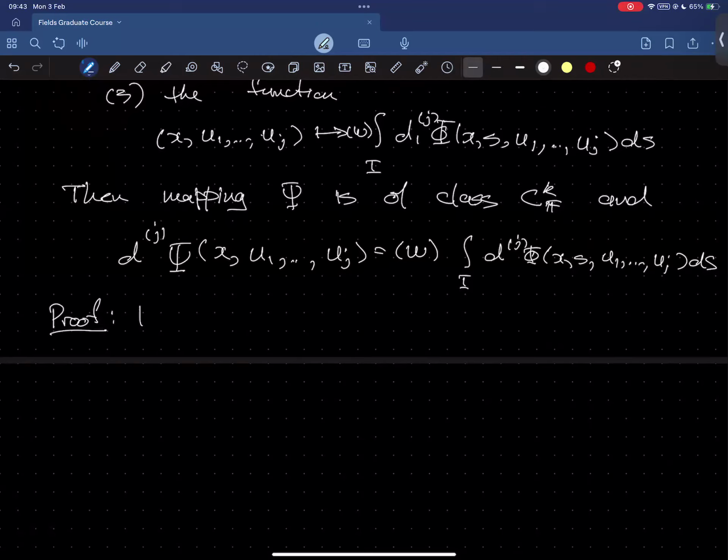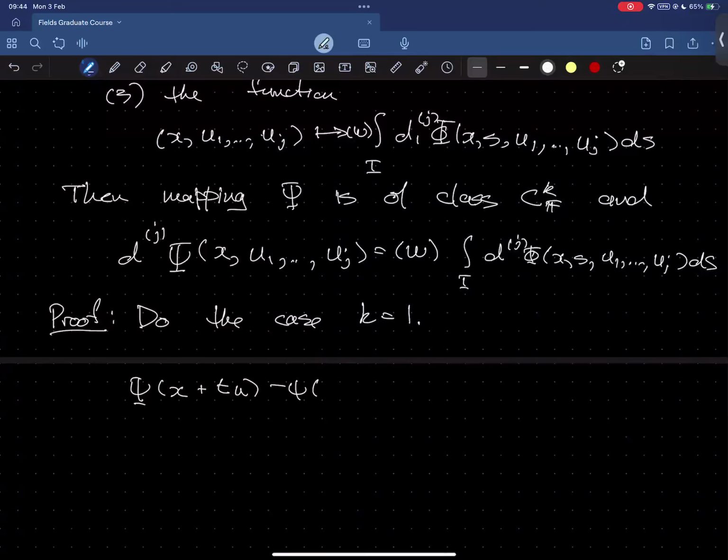So we'll do the case K equals 1. I need to prove that psi is C1 and that its derivative is given by that. So I write down the difference quotient: psi of x plus tu minus psi of x, over t.